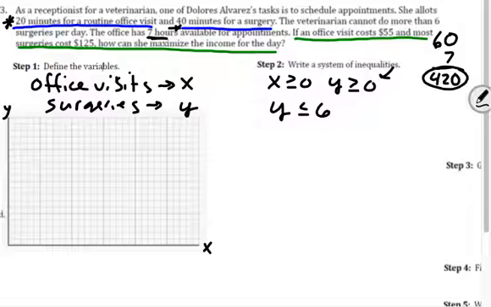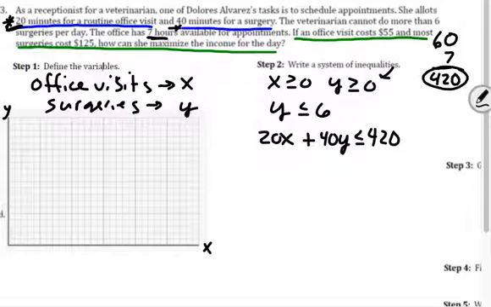The first thing I'm going to say is this, 20 minutes for office visits, so that's 20x. That'll be all the minutes for office visits, plus the minutes for surgery, it was 40, so 40y. Now this has to be less than or equal to 420. We can't have more than 7 hours or 420 minutes of office and surgery. So right here are our constraints.